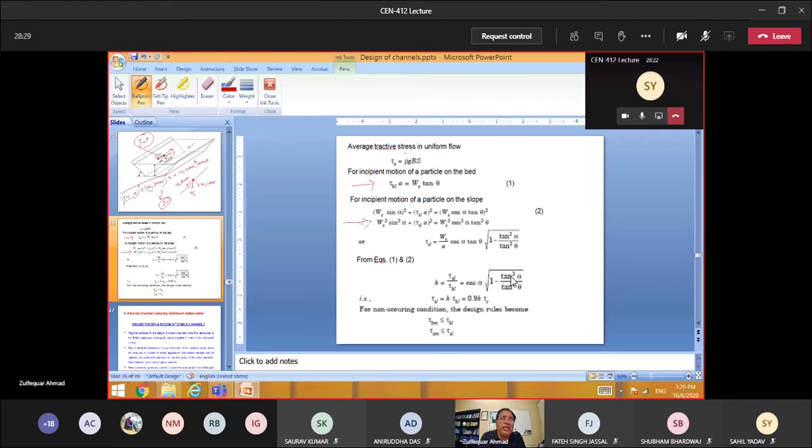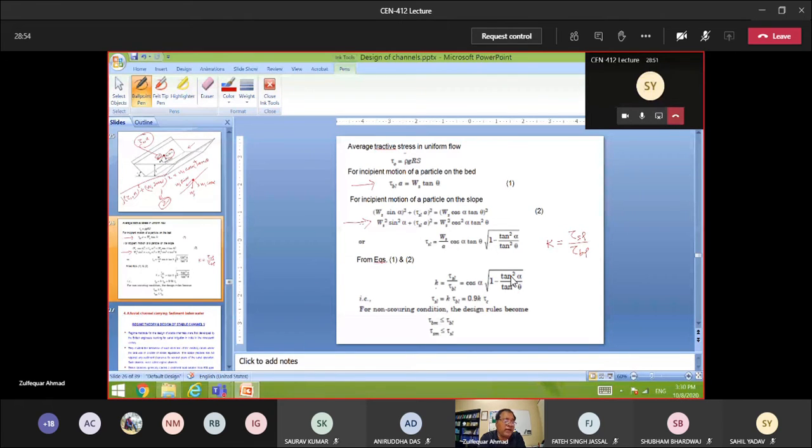Introducing a coefficient k, this k is equal to tau SL by tau BL, and that is equal to cos alpha times the square root of 1 minus tan squared alpha by tan squared theta.